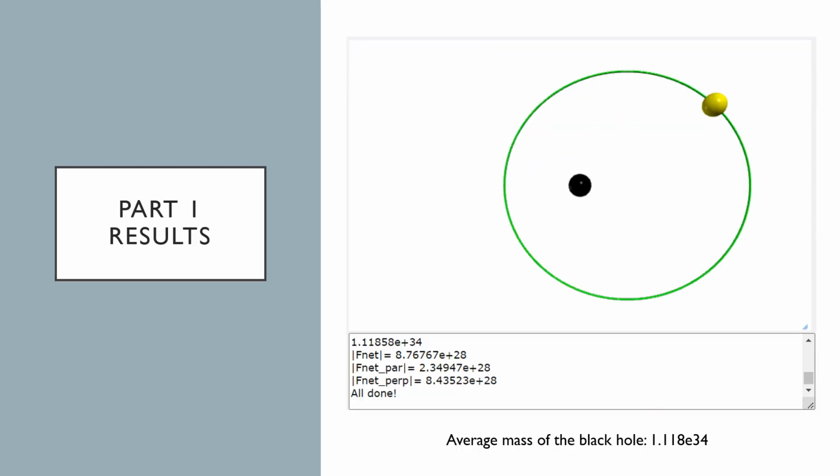Here are the results for part one. So you can see the magnitude of Fnet, Fnet parallel, and Fnet perpendicular. And then given all of the masses of the black hole, I found the average of all of them, which is approximately 1.118 times 10^34 kilograms.